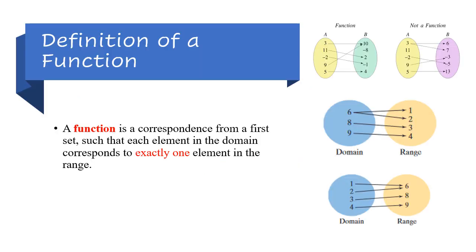Now a function is a correspondence from a first set such that each element in the domain corresponds to exactly one element in the range. So if we look at the examples we have, let's look at the one that is not a function. This one is not a function because 3 is related to 2 elements and 11 is not related. This one also is not a function because 6 is related to 2 elements, while this one is a function.